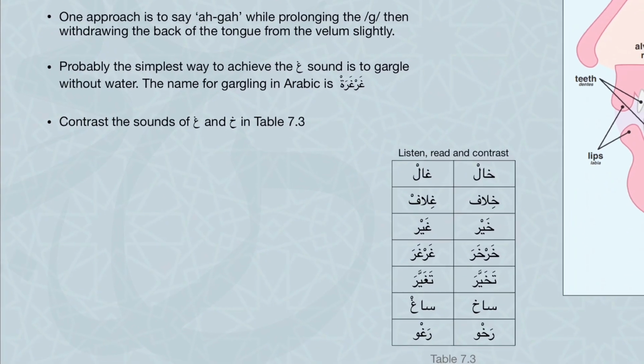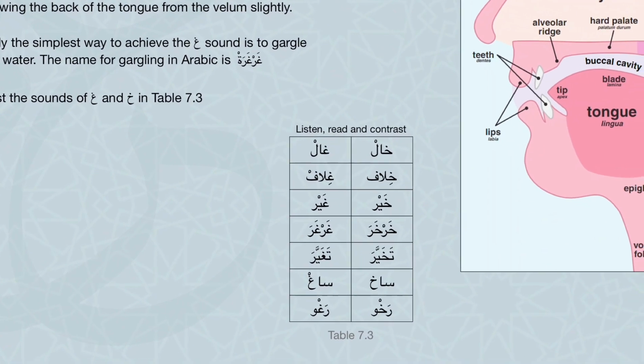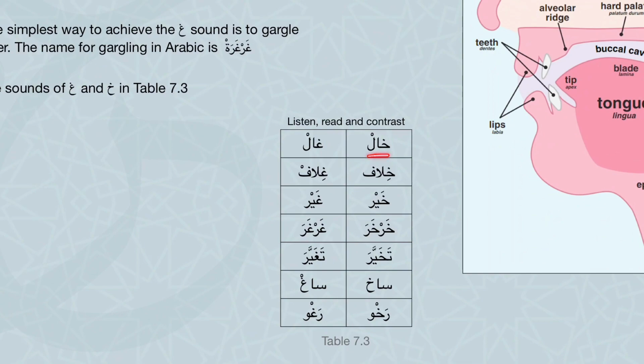So let's hear the difference between ghain and kha. Here we'd say khal and ghal, khilaf, ghilaf, khayr, ghayr, kharkhara, gharghara, takhayyur, taghayyur. Again, takhayyur, taghayyur, sakha, sagha, rakhw, raghw.